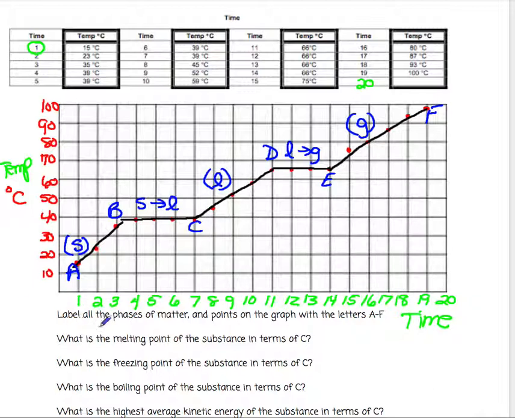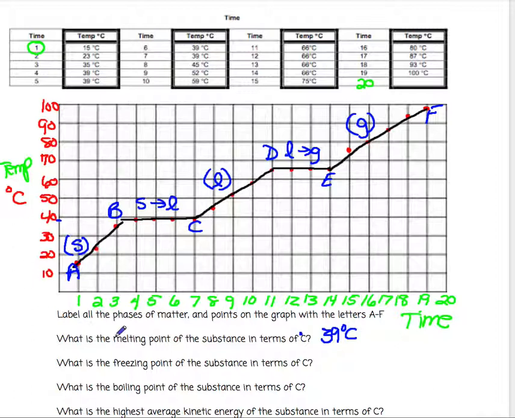Okay, what is the melting point of the substance in terms of degrees Celsius? Just a little degree sign there. Alright, melting point. Well, melting is where it's going from a solid to a liquid, and that's right here. So this is my melting point. Read it across, and you get 39 degrees Celsius. That's not too hard, right?